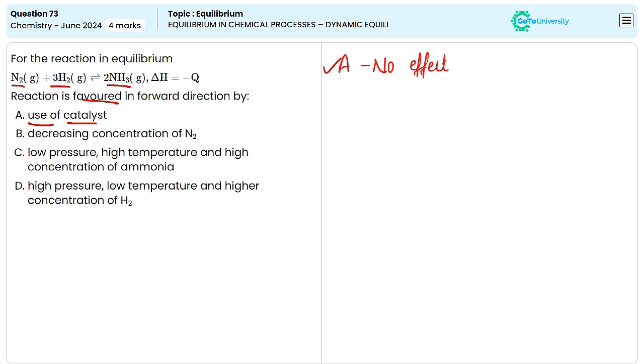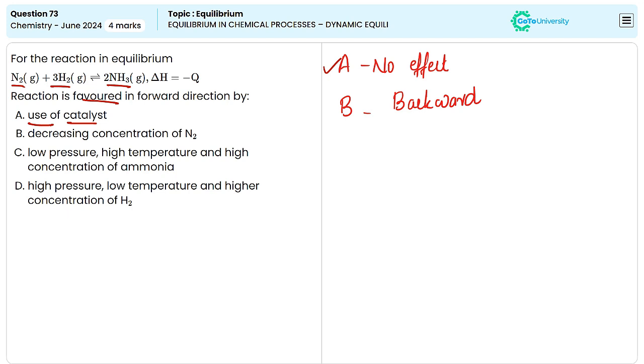The second one is decreasing the concentration of nitrogen. As we discussed before, after equilibrium, if the concentration of reactant is decreased, the reaction will try to increase the concentration of nitrogen by favoring the backward reaction. So here the backward reaction will increase and the forward reaction will not increase. So option B is also wrong.